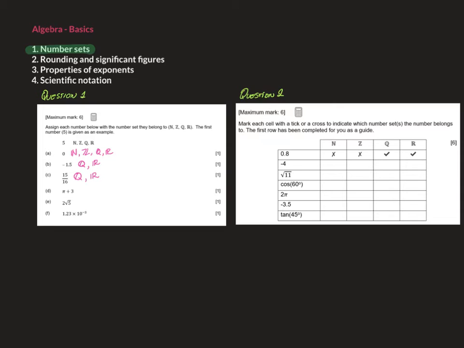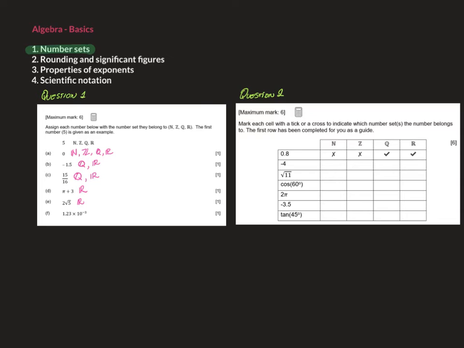Pi/3. Pi, we know, is not natural. We don't use it to count. It's not an integer. It has a decimal part. It's not rational. We can't write it as a fraction. It is irrational, and as such, it is going to be real. So this number belongs to the real numbers. We know it's a transcendental number. Now E, 2√5, we also know that √5 is an irrational number. Irrational numbers are real, so we say it's real.